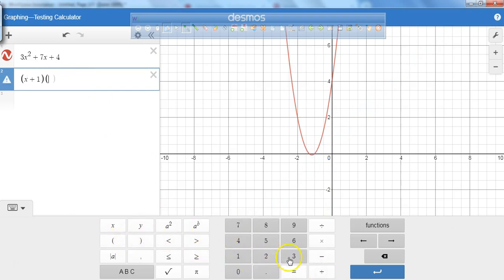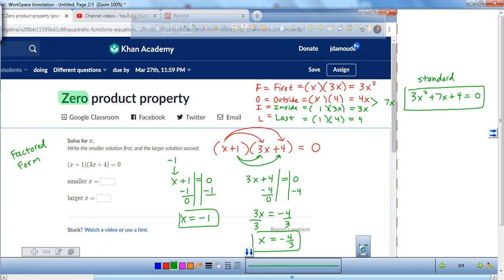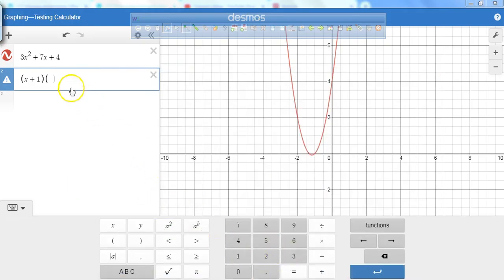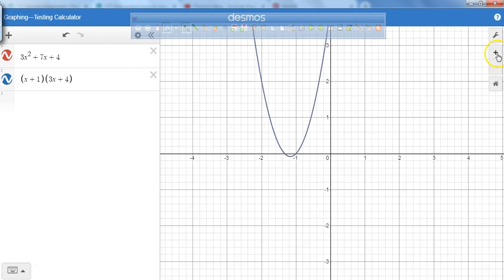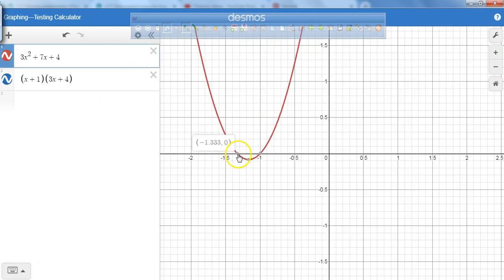And open up parentheses, I believe, what was it again? 3x plus 4. Okay, type in 3x plus 4. And I want you to see that these are exactly the same graph. I'm going to zoom in a little bit so we can look at our zeros. And you can kind of see right here, we have a 0 here, we have a 0 here.